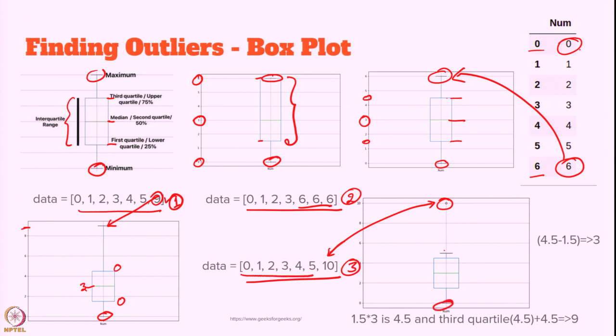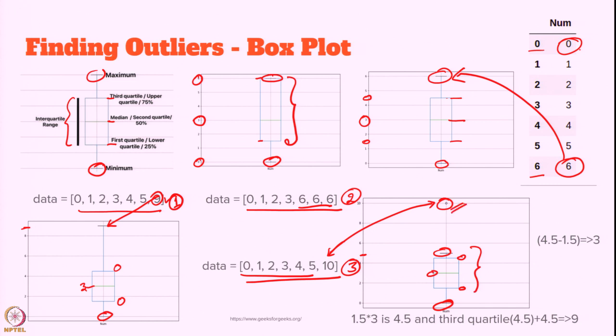0 is the minimum value and 5 is the maximum value, and the median is around 3, and then the third quartile is 4.5 or something, and the first quartile is above 1. So now 10 is an outlier.